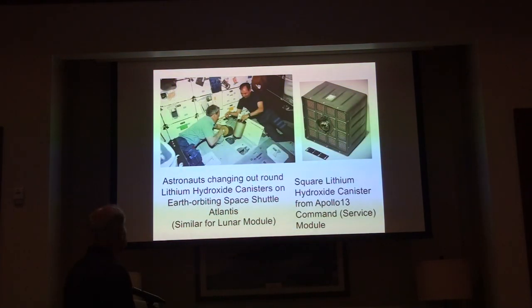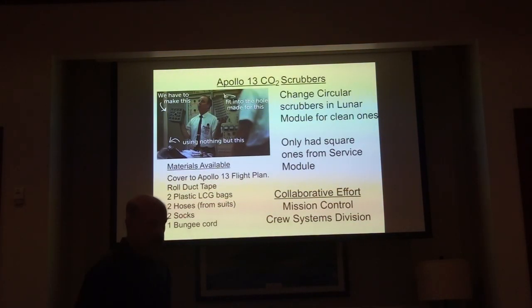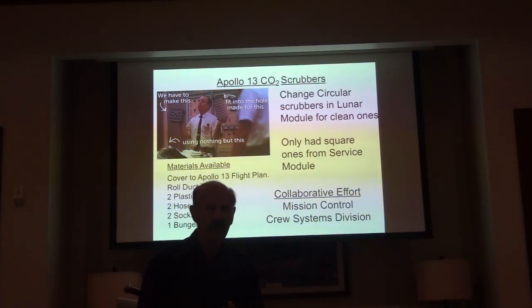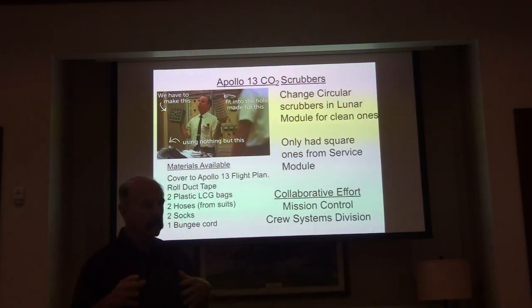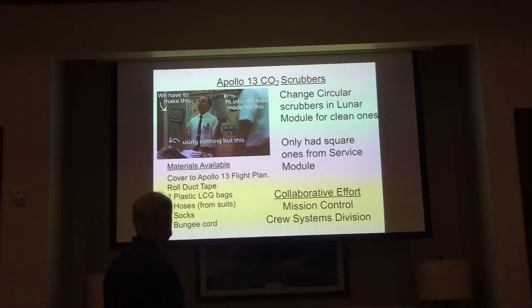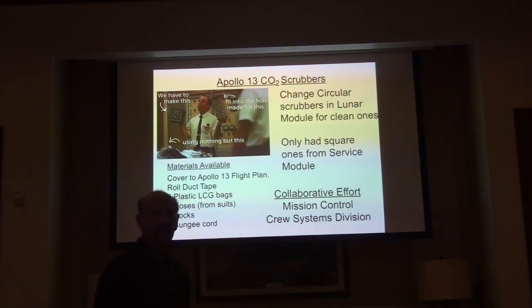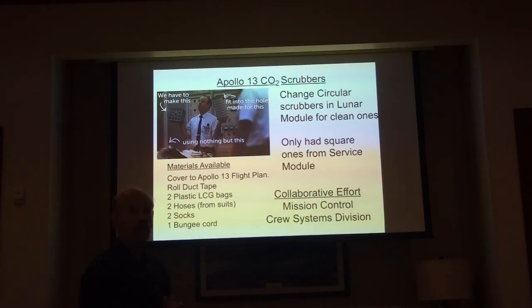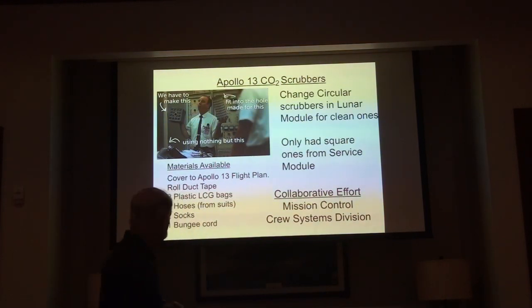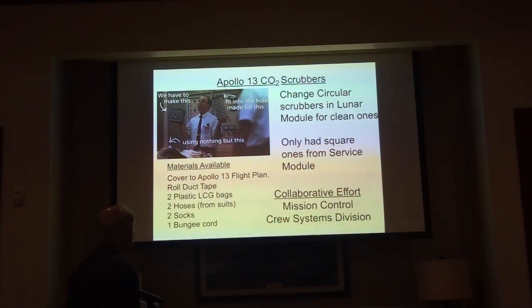But they worked with mission control, and they realized what they had on board. They kind of did an inventory of what was available to really modify the square canister to fit into the round receptor hole. They had the cardboard cover of the Apollo 13 flight plan. They had duct tape, plastic bags, some hoses from the suits, some socks, and a bungee cord. And so the solution they came up with is demonstrated in this next slide.